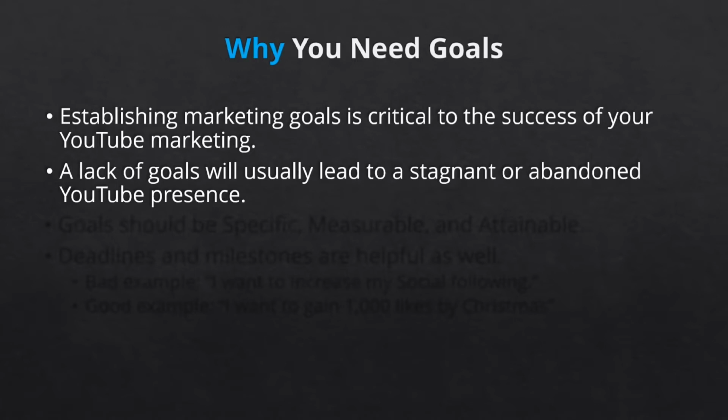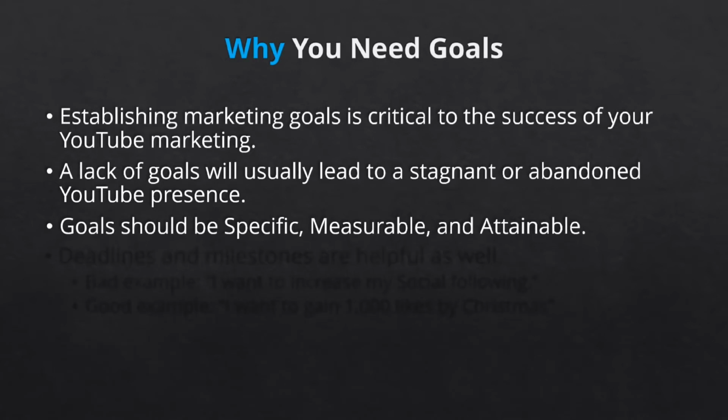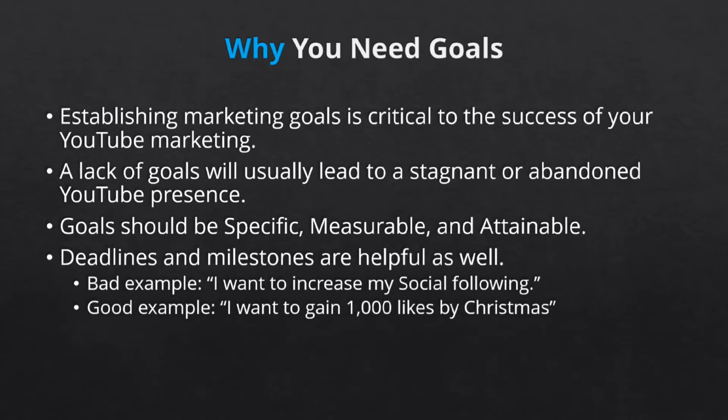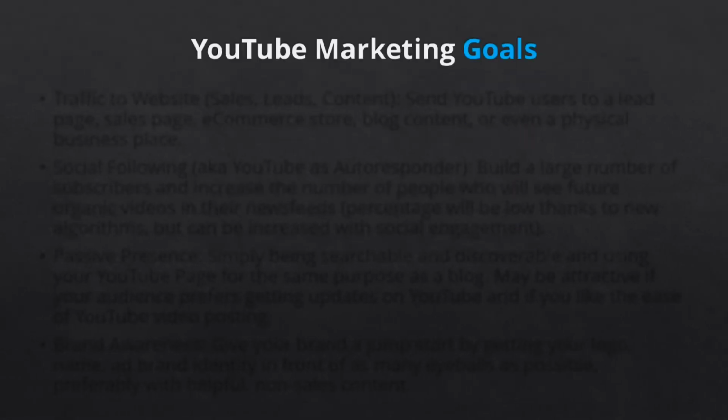Your goals should be specific, measurable, and attainable. They can be long-term, short-term, or a mix of both. Deadlines and milestones can be helpful as well. "I want to increase my social following" would be an example of a bad goal that will likely result in your marketing efforts petering out for a while because there's no specific milestones. "I want to gain 1,000 likes by Christmas" is an example of a good goal. It's specific, measurable, and certainly attainable. Below are some examples of the various goal categories you might be interested in.